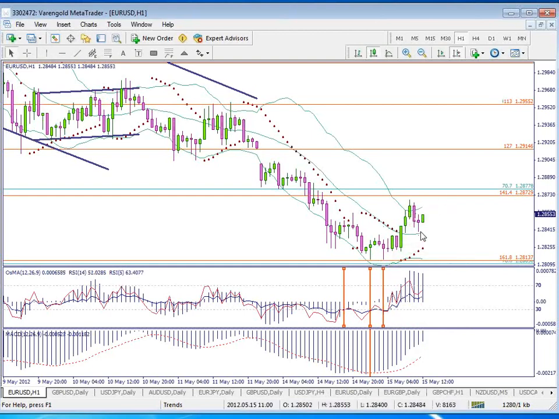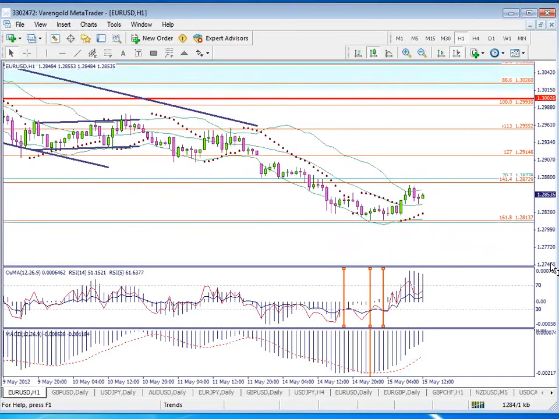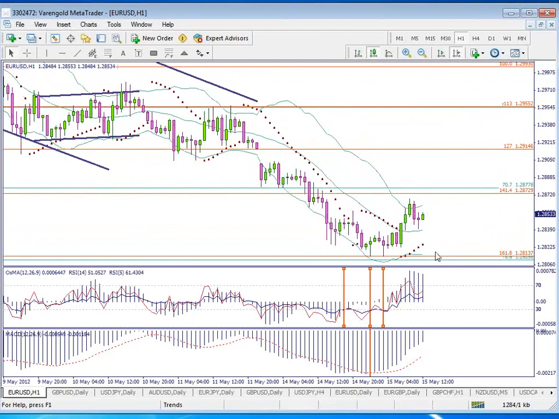So here, the pair was rejected from that middle Bollinger Band. So probably it will test again that 141.4 level. I think that we have a possibility to see swings between those levels, 70.4 and 78.74 here. Maybe today and maybe tomorrow.